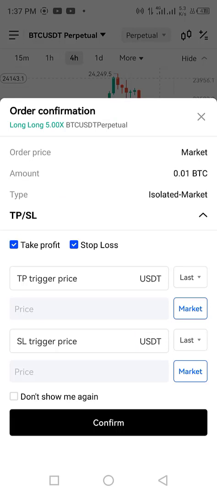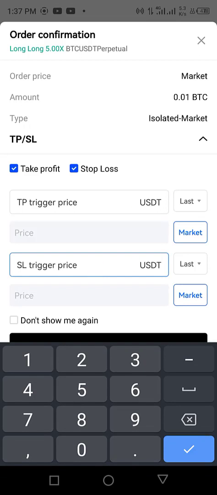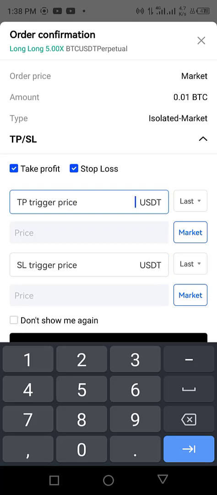Once I click long, it will bring out this box where you can put your stop loss and your take profit at this very area. The stop loss actually helps stop you out at a point. If I put my take profit here, that is the point where I'm going to collect my profit for a long position.